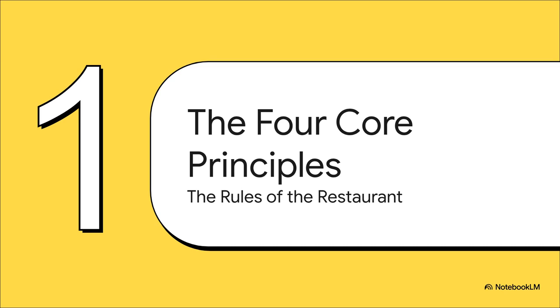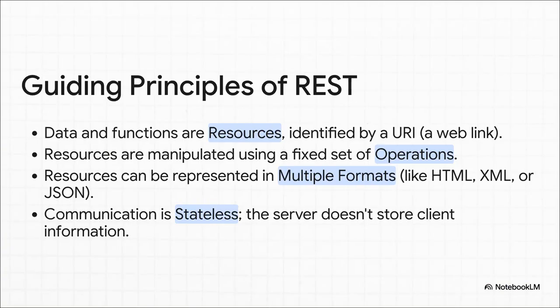There are 4 main principles that really define what makes an API RESTful. First up, everything is treated as a resource. Whether it's a user's profile or a specific product, it gets its own unique web address. Second, you can only interact with those resources using a very specific, limited set of commands or operations. Third, the information you get back can be in a bunch of different formats, but JSON is super popular because it's so easy for both humans and computers to read. And finally, and this one's really important, the communication is stateless. We'll get to exactly what that means in a minute.